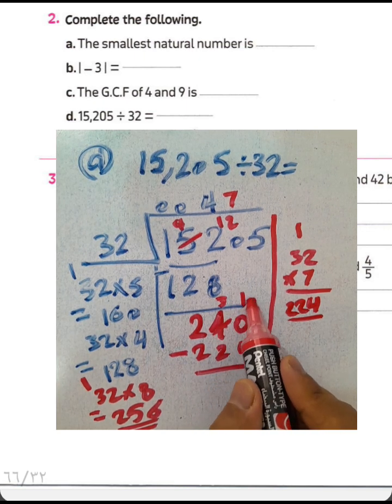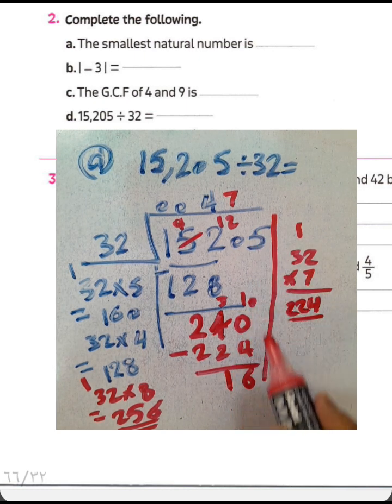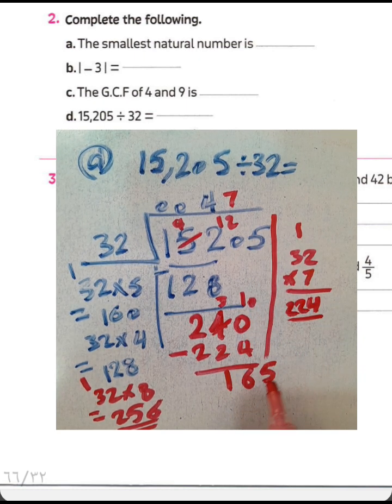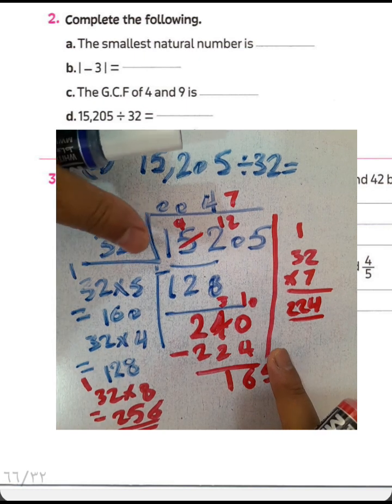It will be 3 and here 10. 10 minus 4 equals 6. 3 minus 2 equals 1. And then drop 5 here. It will be 165 divided by 32. We can find the result here by dividing one digit and one digit.